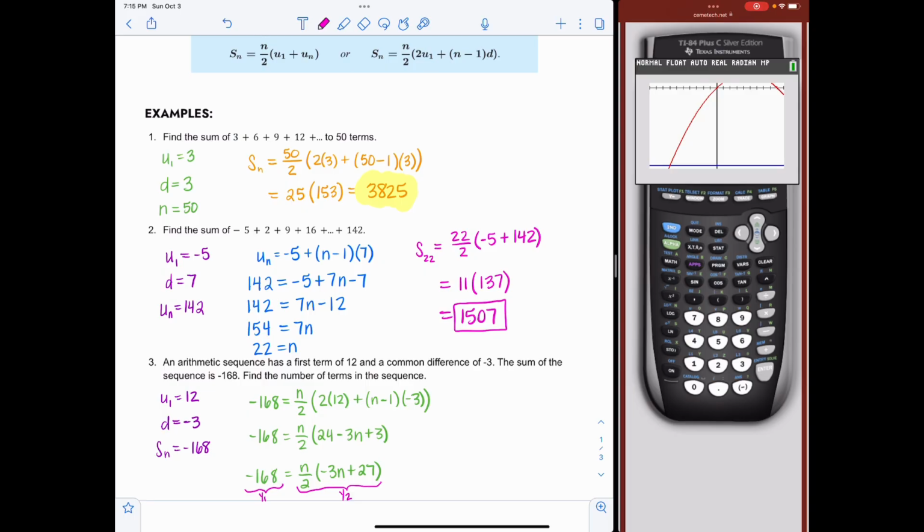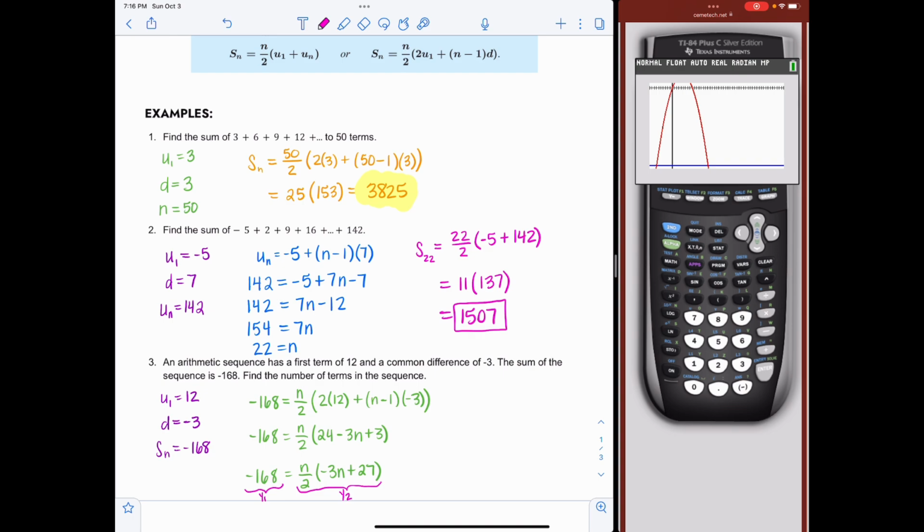So now I see that there's an intersection on the left in the bottom left-hand corner. But I should know that that intersection is going to give me a negative x value. And x represents the number of terms, and the number of terms cannot be negative. So I am going to change my window for my x maximum. And I'm going to put my x maximum to be, let's say, 50. And I'm going to graph it.